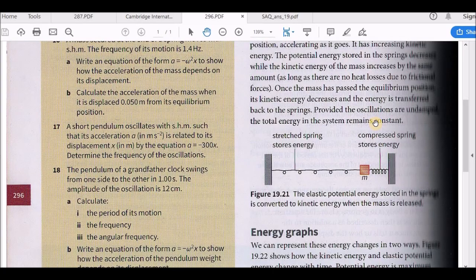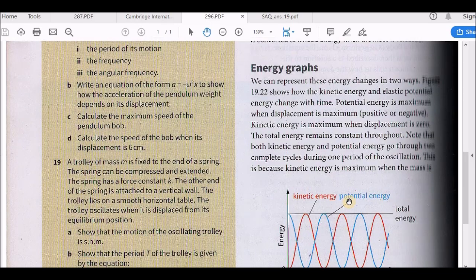So with no friction, the oscillations are undamped, because if there was friction, the amplitude of oscillation would decrease with time. If it is undamped, then the total energy remains constant, because potential energy plus kinetic energy is a constant.